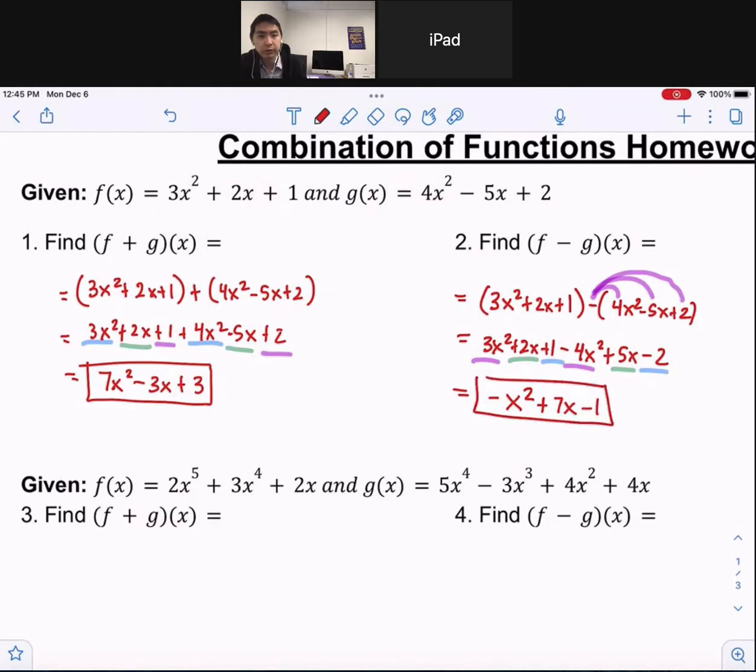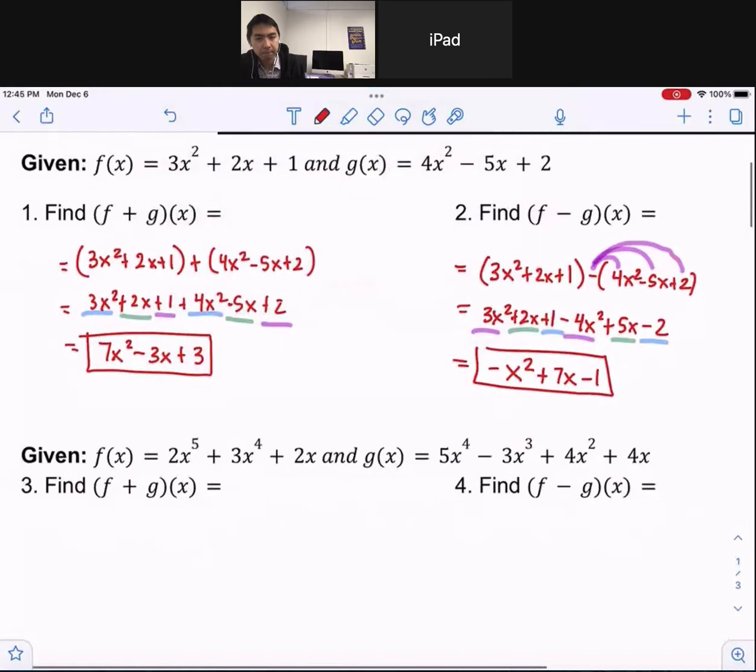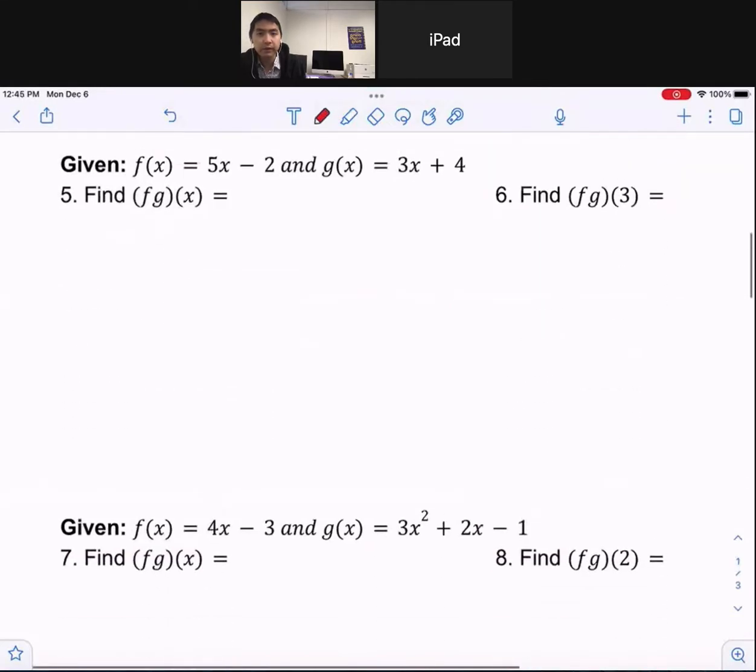So there is 1 and 2, just so that you get a feel. Here's 5 and 6.